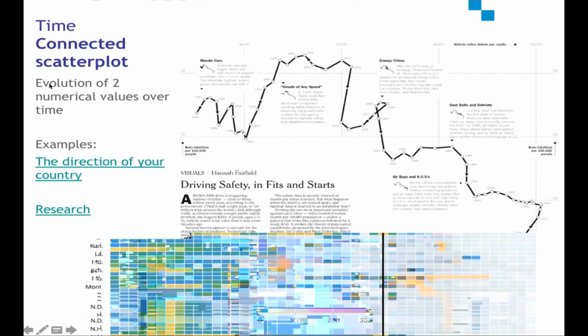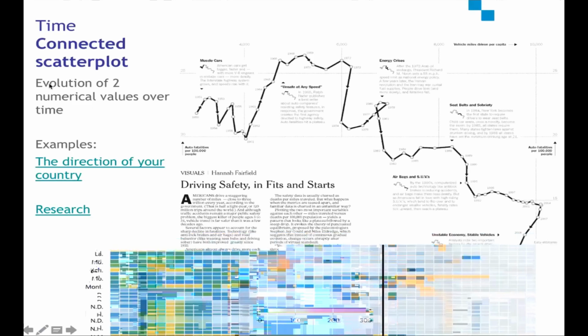to show time series is what is called a connected scatter plot, and this is also one of the lesser known techniques that are a bit harder to understand how they work. So let me try to explain to you how this chart works.